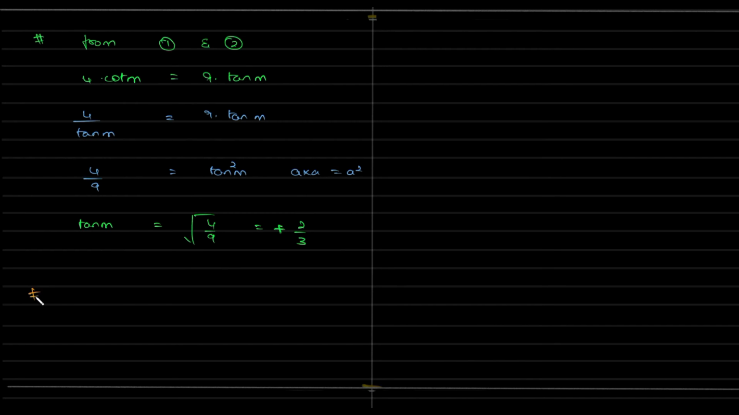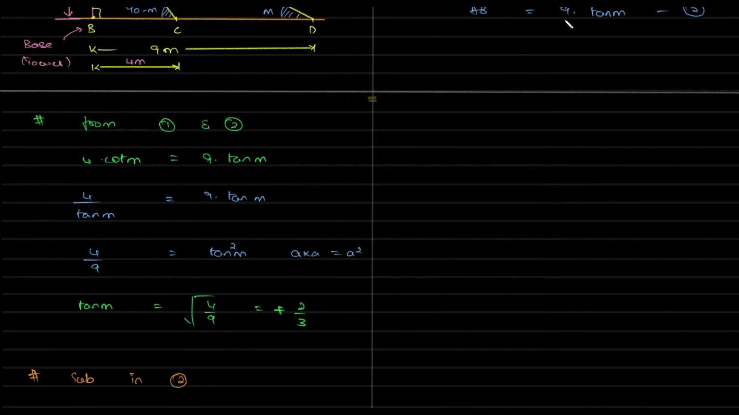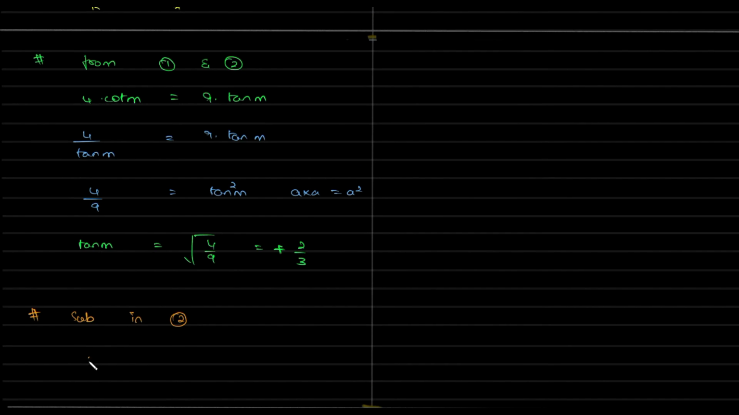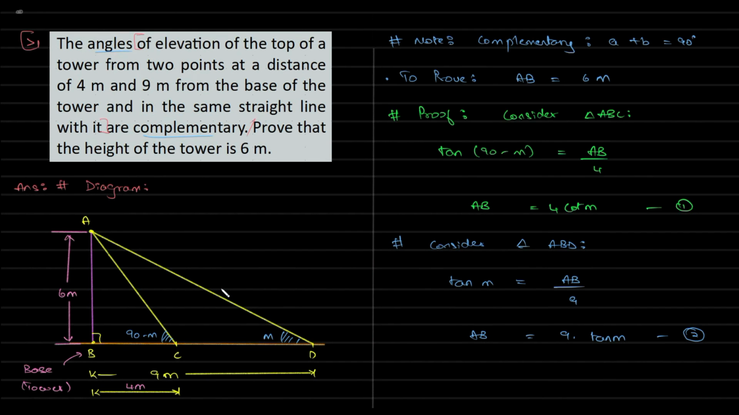So we got the tan M value. That's a good thing. All we have to do is find AB. So substitute in equation 2. Equation 2 is AB equal to 9 times tan M. So AB is equal to 9 times 2 by 3, which is equal to 6 meters. That's it. We are done with the question. So the height of the tower is equal to 6 meters, hence proved. Now you can pause and have a look at the answer.